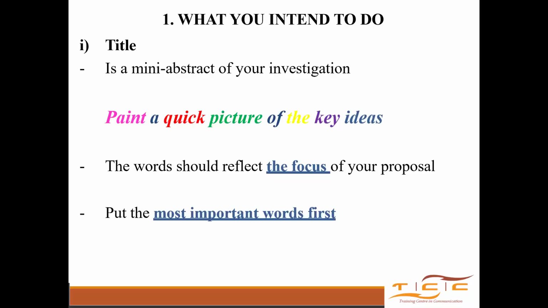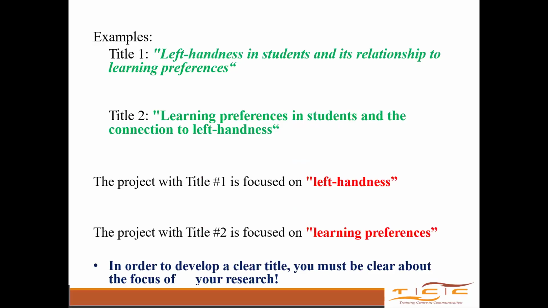So depending on how you are going to write, the example is here, for example. So one of the examples of titles here is title 1: left-handedness in students and its relationship to learning preferences. The second title is: learning preferences in students and the connection to left-handedness. Now, if you read through them, you will think they are the same because they're talking about left-handedness and they're also talking about learning preferences. But if you look carefully, you realize that title 1 is talking about left-handedness and how that is related to learning preferences. In the second one, the focus is learning preferences.